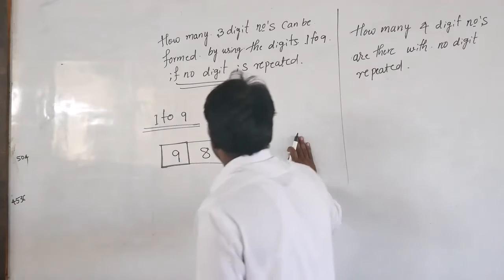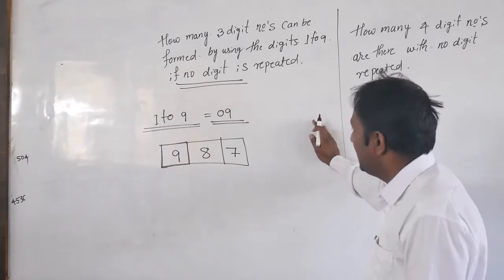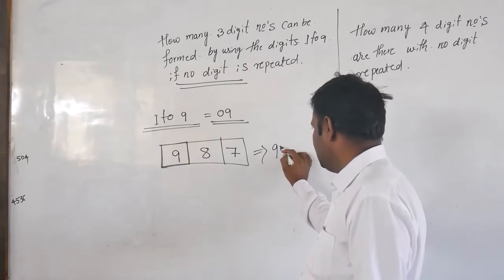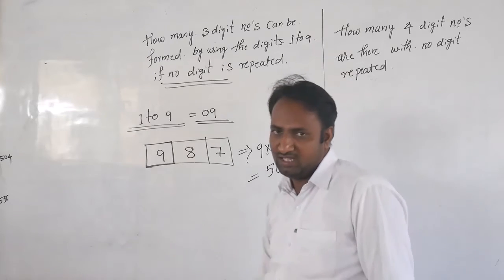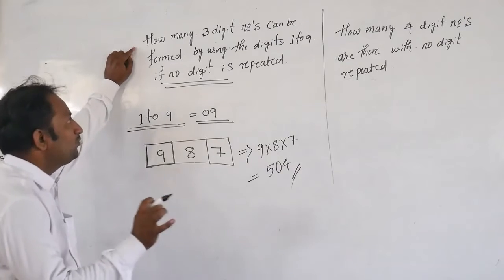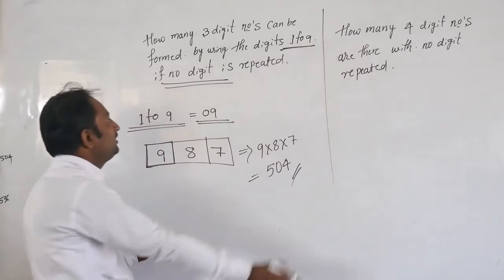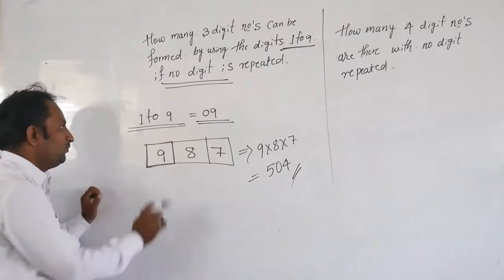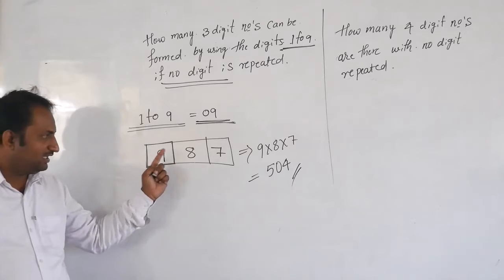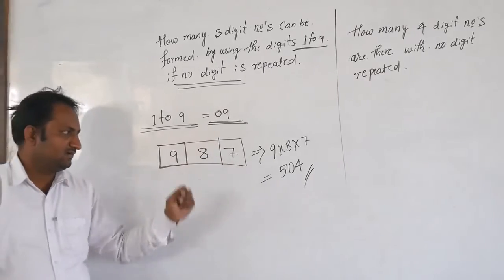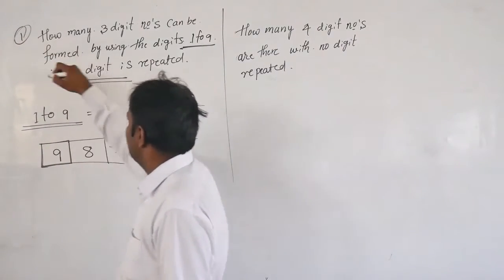How many 3-digit numbers can be formed by using the digits 1 to 9 if no digit is repeated? Our answer is 9 times 8 times 7, so there are 504 numbers. The possibilities are 9, 8 and 7, and our answer is 504. Similarly, we now consider the second problem.